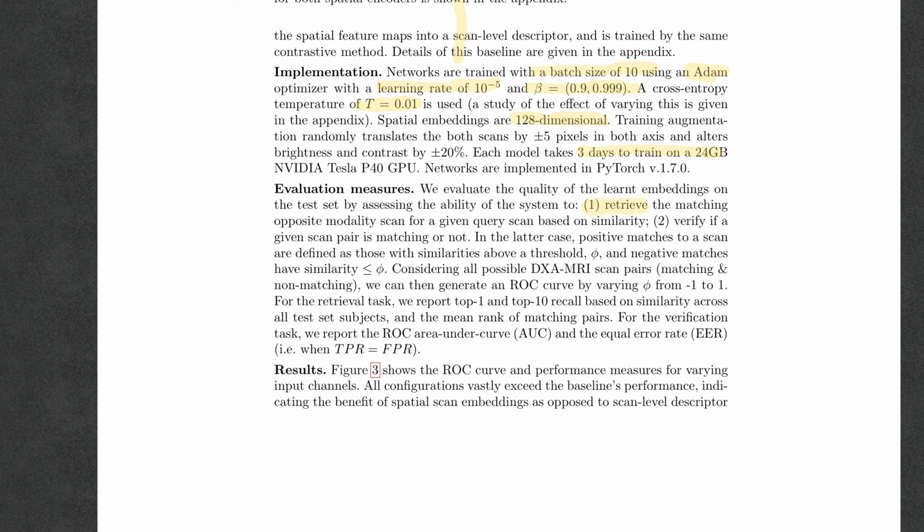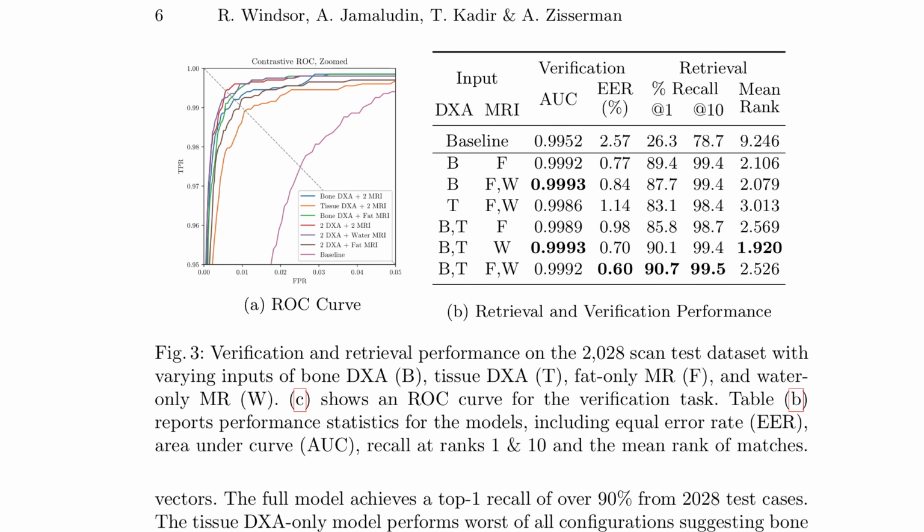To evaluate the ability of the system, they have two main quality controls. One task is to retrieve the matching opposite modality scan for a given query scan based on the similarity, and two, to verify if a scan pair is matching or not. For the second task, they have a threshold for the similarity scores, and they use that to obtain this binary decision. The ROC curves and the table here also show a good performance.